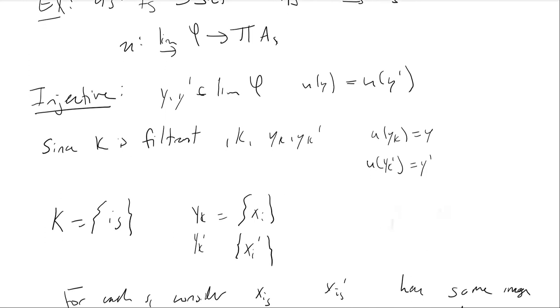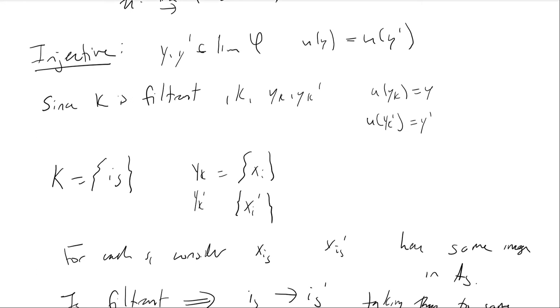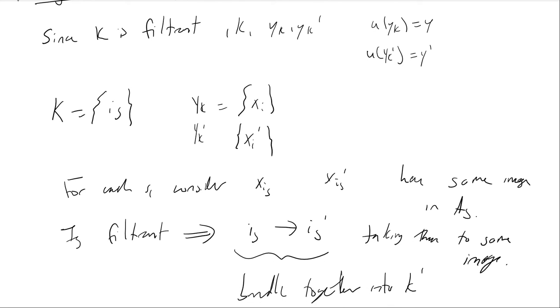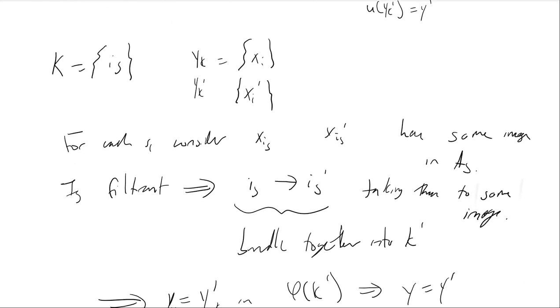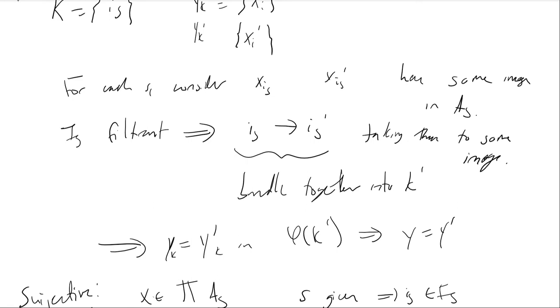Now, for each s, I can look at the pair with x_is and x_is prime. These have the same image in A_S, but I_S is filtrant. So in particular, that means there's a map from i_s to i_s prime, which takes x_is and x_is prime to the same image in alpha s of i_s prime. And so I can take all of the i_s primes, bundle them together, and call them K prime. Then y_k and y_k prime will have the same image in phi K, and therefore Y will be equal to Y prime. And so that handles the injective part.